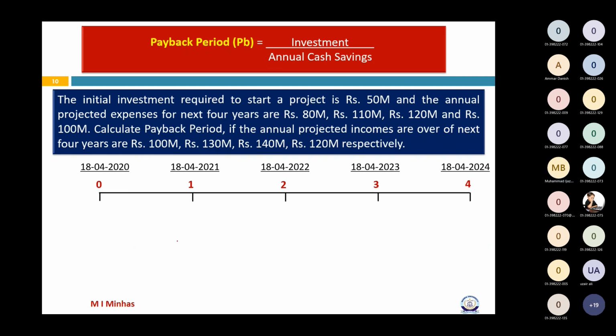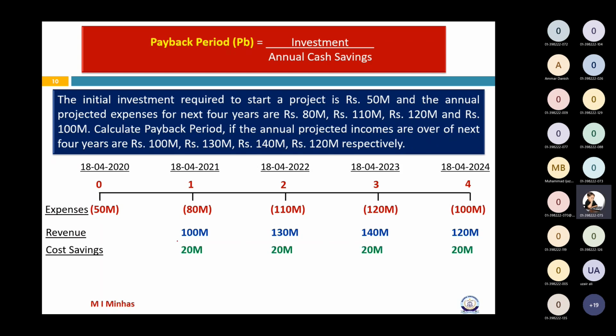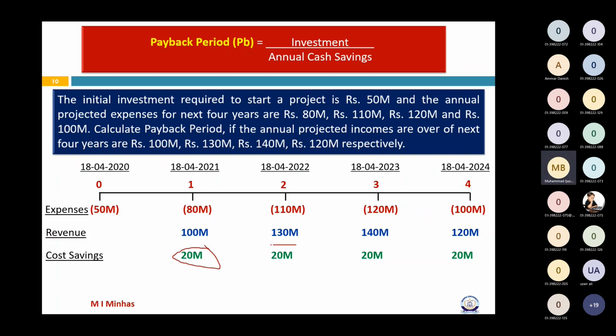So now, let's look at this. What is here? This is the same example. Right? So now, if you see, we already see that 20 million is the annual saving. So why do that manual calculation and subtract things? Why not use this formula?